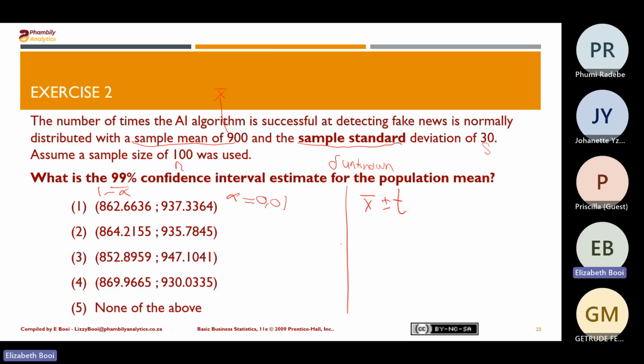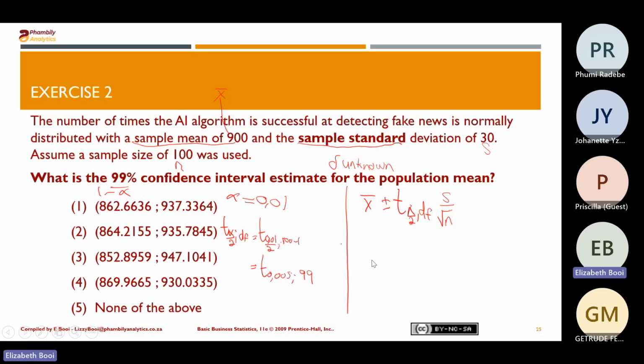We need to always write the formula first so that you are able to know that you're doing the right thing as well. Because if we would have written the formula first, we would know that we went and found the wrong critical value. So we need to find the critical value by using t alpha and the degrees of freedom, which is t of 0.01 divided by 2, and the degrees of freedom is n minus 1. Our n is 100 minus 1. Therefore, our t of 0.005 and 99.